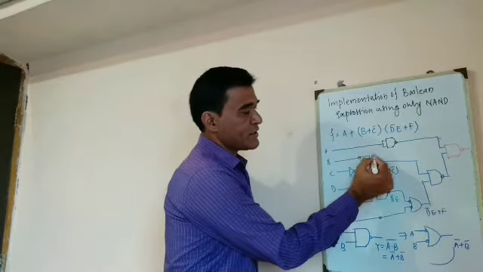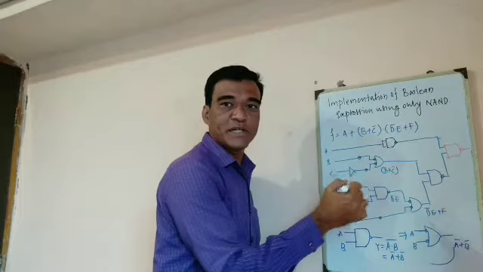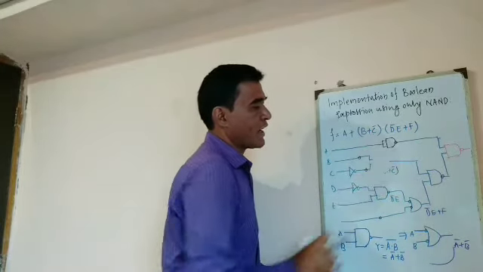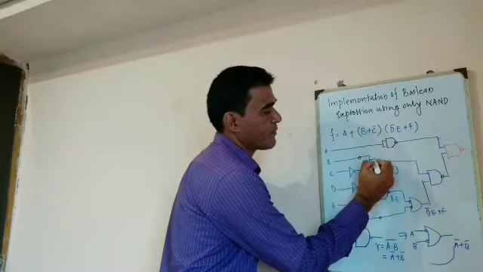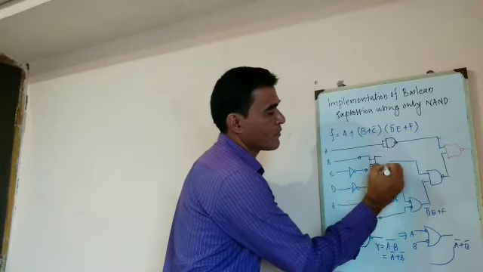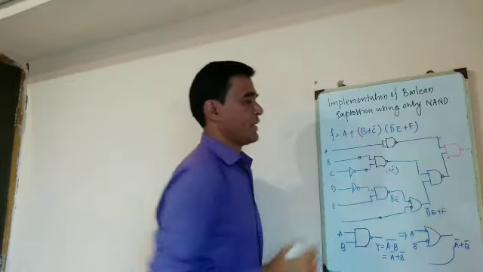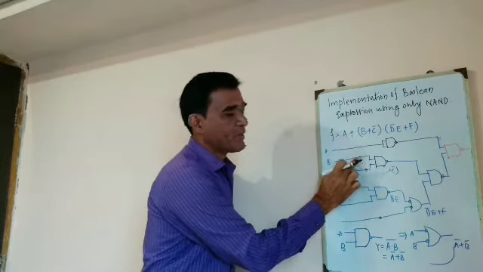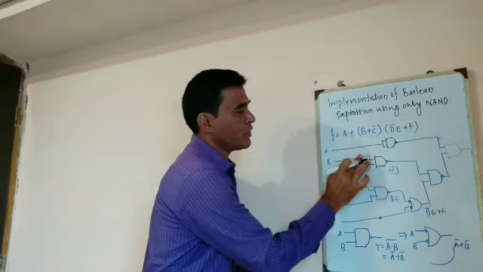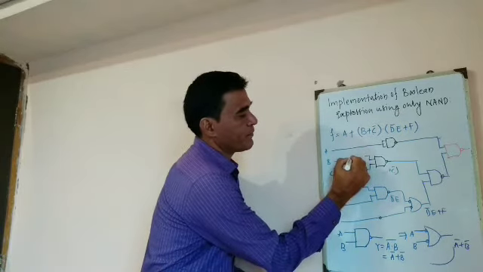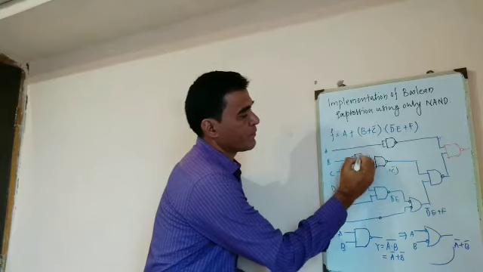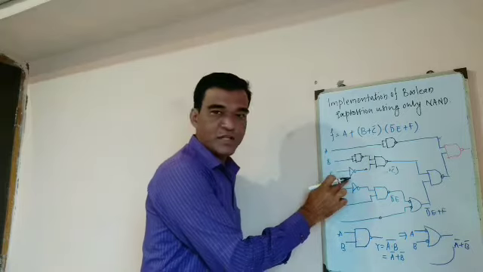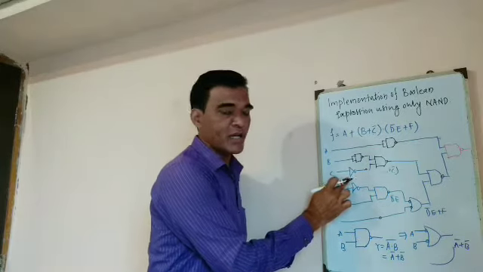Now what is this? This is the bubbled input OR gate, which can be replaced by a NAND gate. Now this gate is replaced by a NAND gate. This is the inverter, that is the NOT gate. I can replace it by a single input NAND gate. This is the NOT gate, which can be replaced by a single input NAND gate.